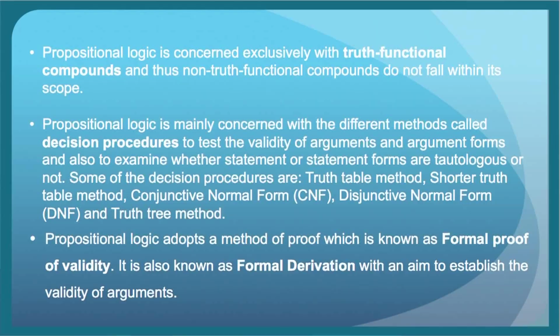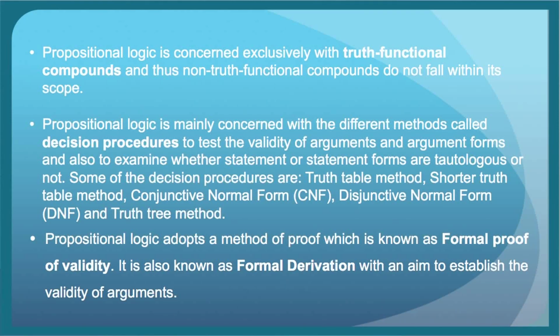Now, propositional logic is mainly concerned with different methods called decision procedures to test the validity of an argument or argument form, and also to examine whether statements or statement forms are tautologous or not. If all the truth values are T, then it is tautologous. Otherwise, if there are both T and F, we call it contingent, and if we find only F, then we call it contradictory.